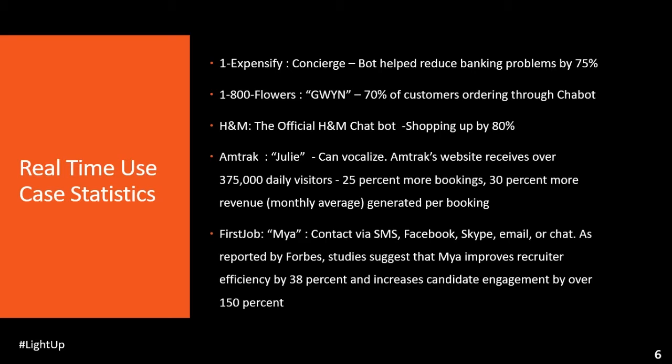Similarly, 1-800-Flowers, the floral and gourmet retailer, also reduced their ordering problems by 70% after introducing the chatbot. Similarly, it goes for all the other major retailers like H&M. Then Amtrak, a railroad passenger corporation service in all the 48 states. They have reduced a lot of the traffic just by using the chatbot.